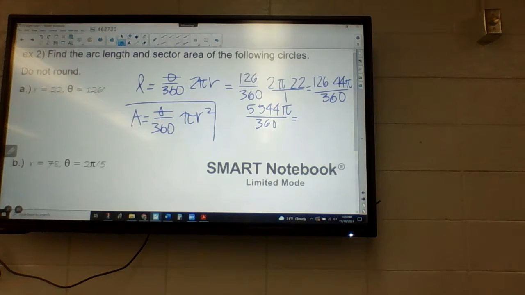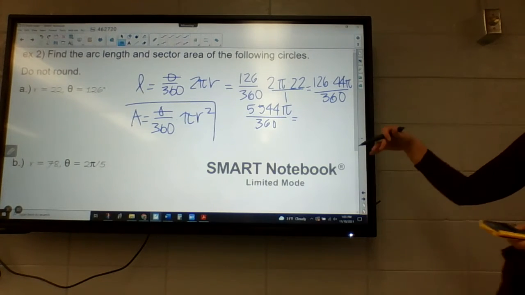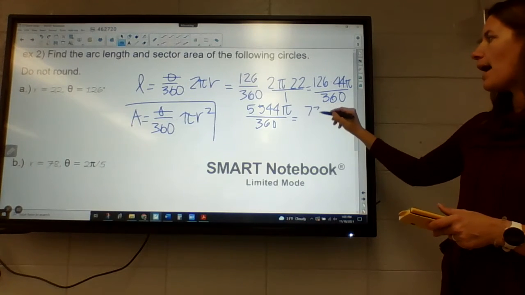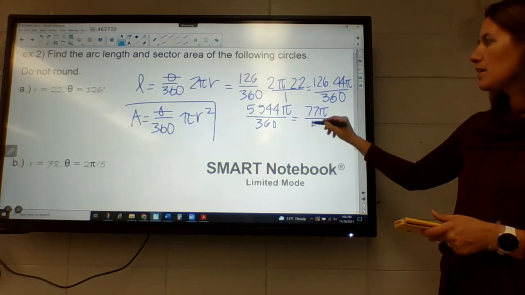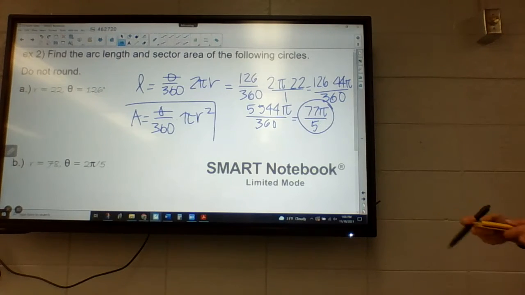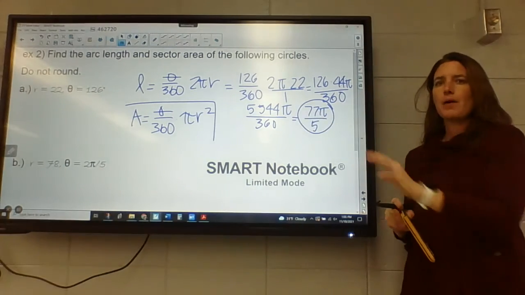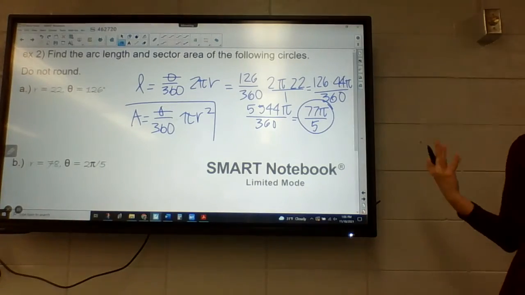All right. So we may have a bunch we have to simplify here. Depending on your calculator or your comfort with simplifying, be able to simplify these out a little bit here. It ends up simplifying to be 77 pi over 5. And this would be the arc length. As weird as that seems, leaving it in that form is actually better if we were combining it with something else or using this answer in another problem.